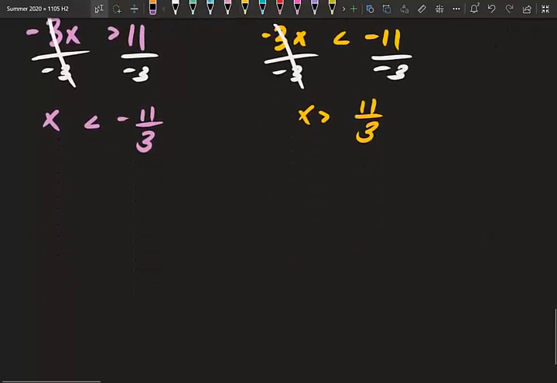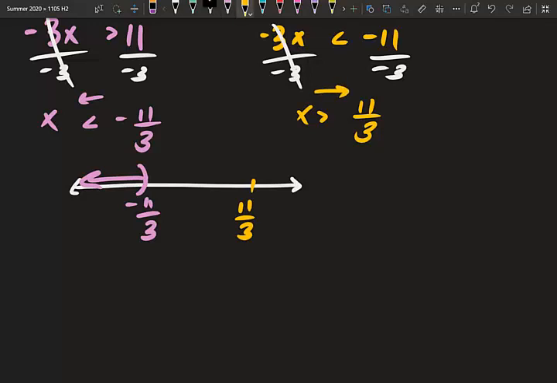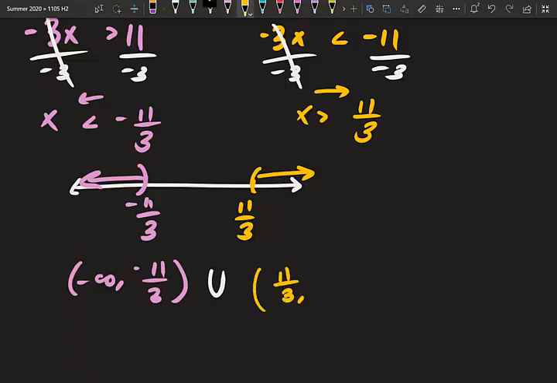Alright, so let's go ahead and graph our solution set. We have numerical order, negative 11 over 3 and positive 11 over 3. So for negative 11 over 3, the arrow is pointing to the left. For positive 11 over 3, the arrow is pointing to the right. That means in interval notation, we have negative infinity, negative 11 over 3, union, 11 over 3, infinity.